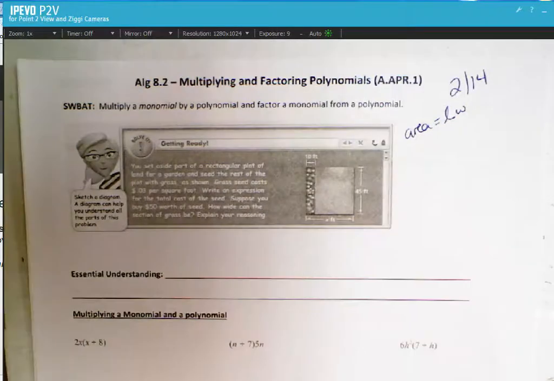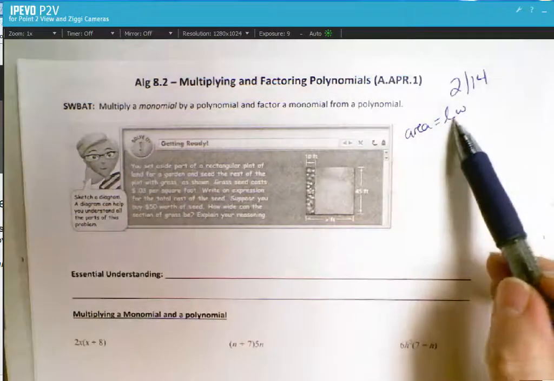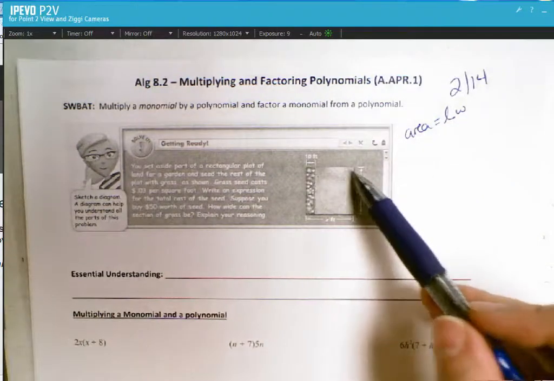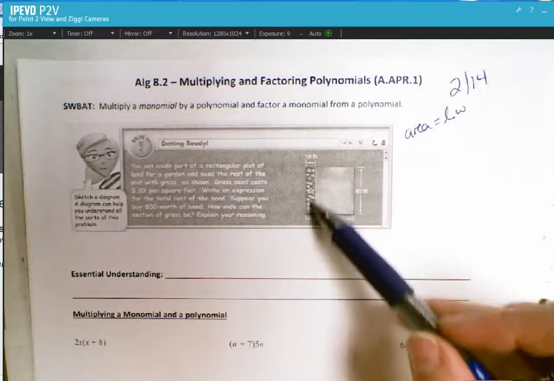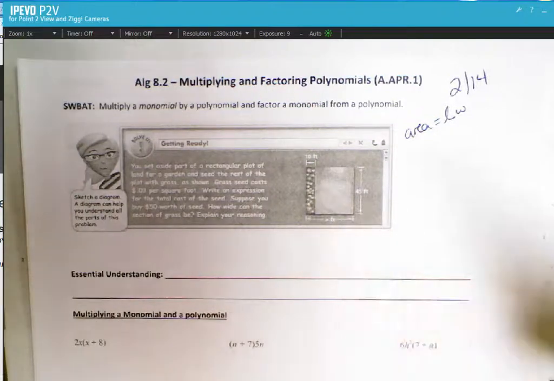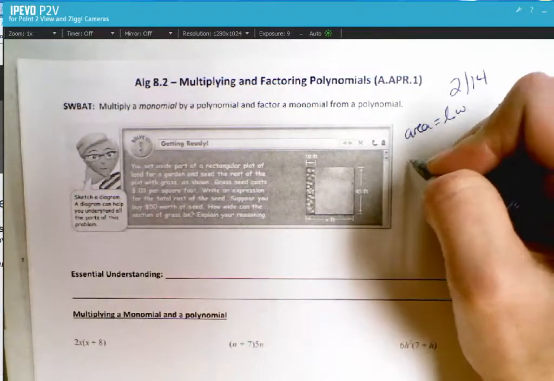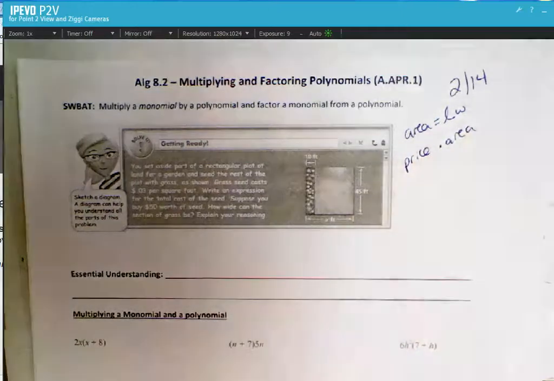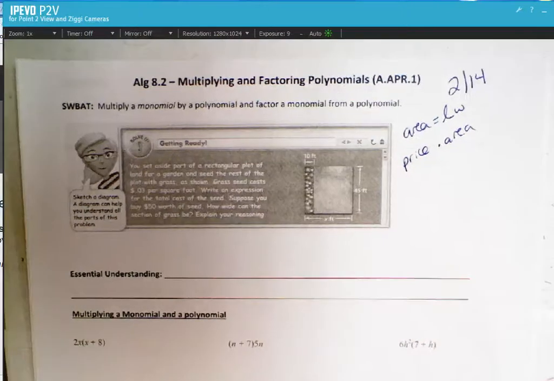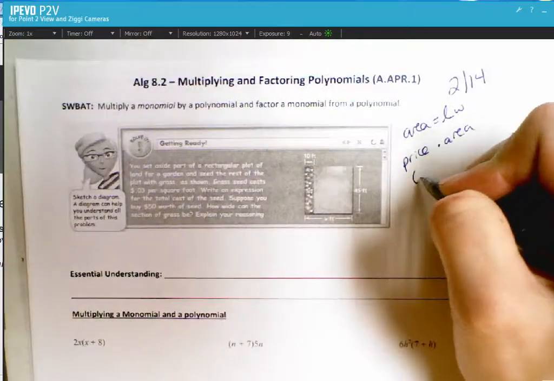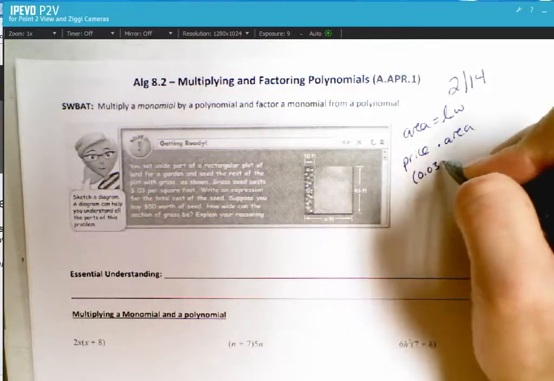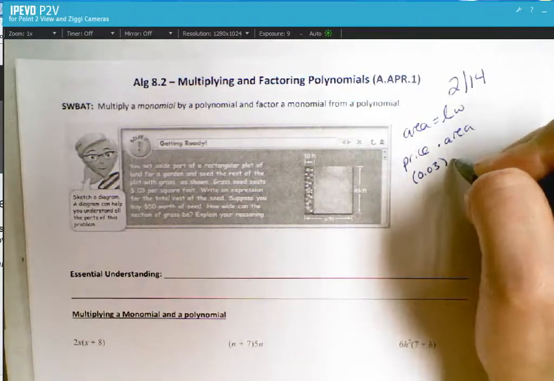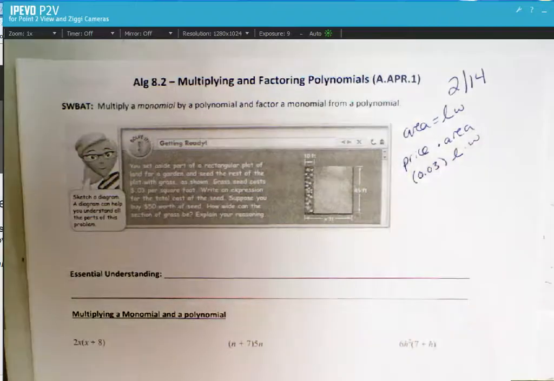Okay, so since we have a rectangular plot, remember from before that area is equal to length times width. So our cost is going to be the square foot of this total area here, less this piece of the garden. So I know that my cost, the price, times the area is the expression. So then I want to think about, what is the price? Well, it's 0.03 per the area.